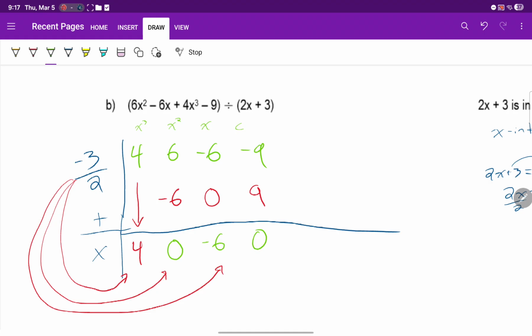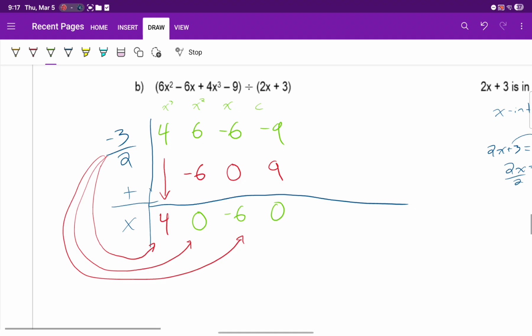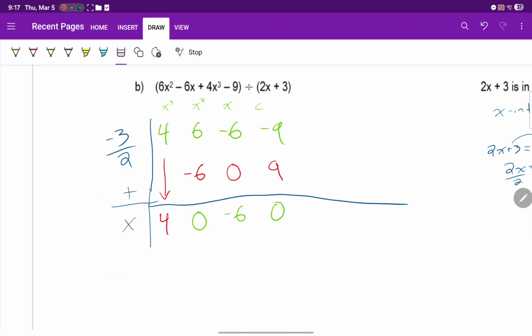We're done. We've run out of space. So how we do this now, we're going to write this out. And we erase these lines. This last number is my remainder. What we're going to do is we're going to write my factor, or my divisor, was 2x -3. Okay?